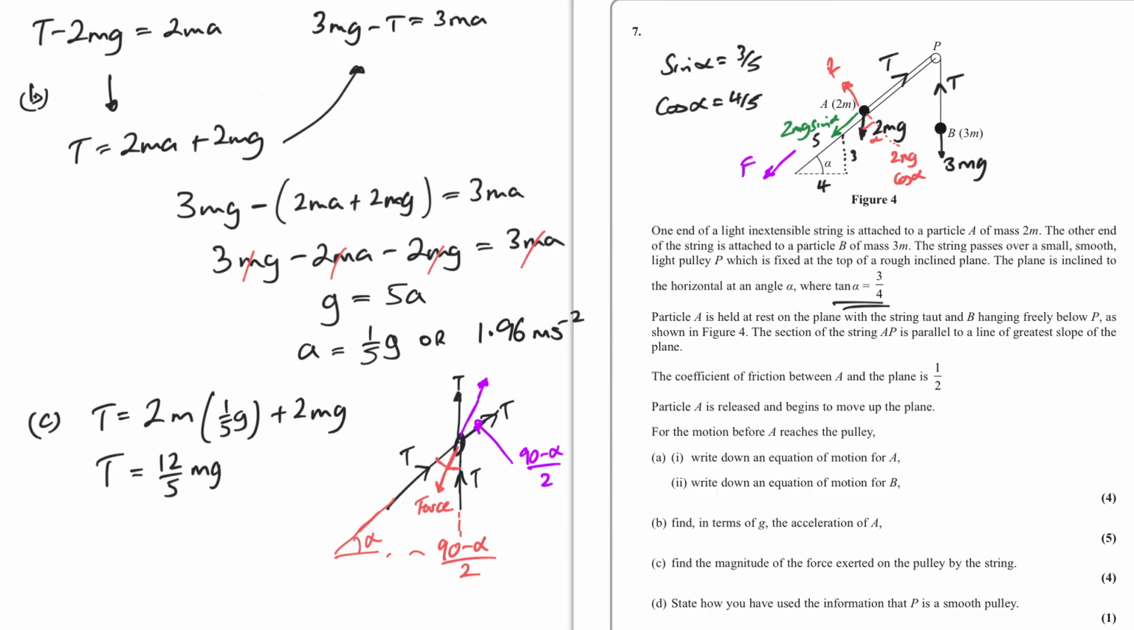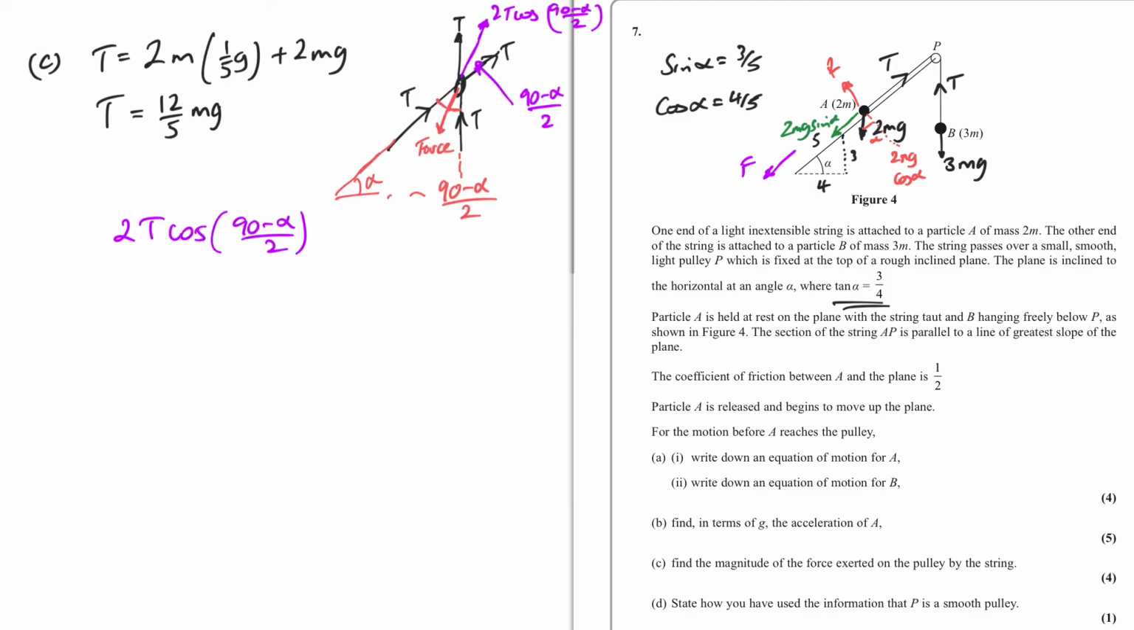And then each of my T's is going to be the same, isn't it? T cos 90 minus alpha over 2. So I'm going to have T cos 90 minus alpha over 2, and I'm going to have that twice, so I'm going to have 2 of them. So the force acting on the pulley is going to be 2T cos 90 minus alpha over 2. Now, again, there's a few ways of working this out. So force on pulley, but this is the way I did it.